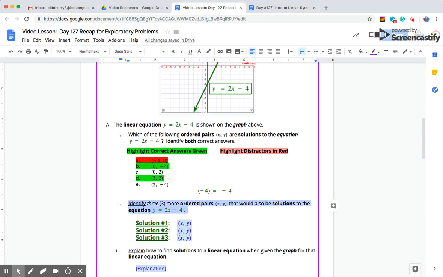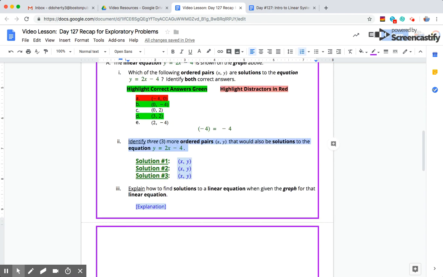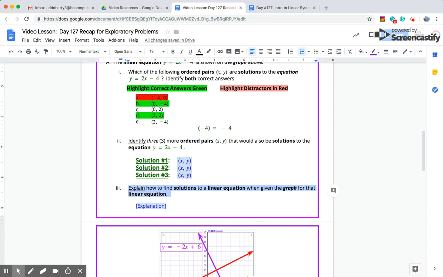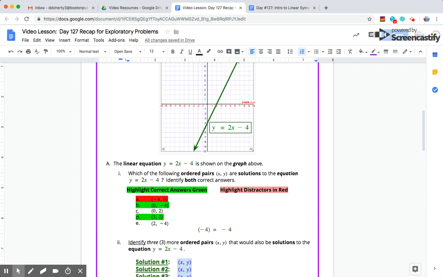For part 2, to identify 3 more ordered pairs that would be solutions to this green equation, you're on your own for that, but understand any point on this green line, any ordered pair that falls on this green line is a solution to the green equation. That should help you as you do part 3 as well, which says explain how to find solutions to each linear equation whenever you're given a graph. And again, as we just discussed, the key is which points are on the line of the graph, because all the graph shows us is every possible solution visually represented.